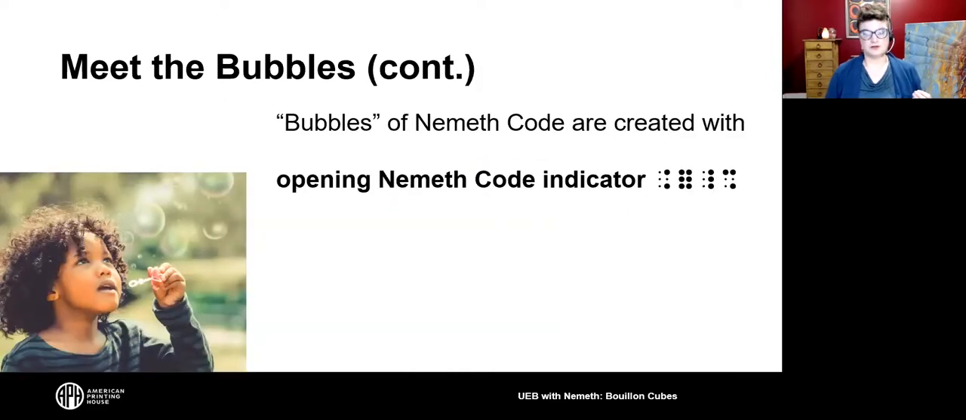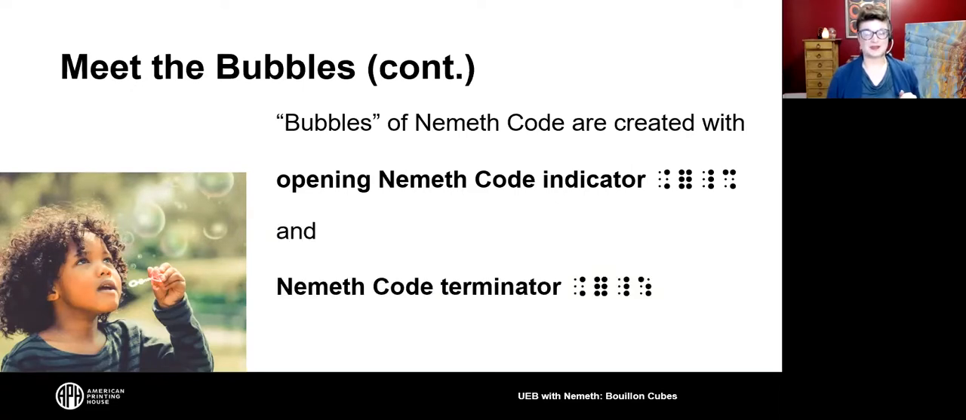Bubbles of Nemeth Code are created in the Braille with the opening Nemeth Code indicator. So continuing introductions, please let me introduce you to the opening Nemeth Code indicator. It is dots 4, 5, 6, and then the second cell, dots 1, 4, 6. And bubbles are ended with the Nemeth Code terminator. It also is 2 cells. It starts with dots 4, 5, 6, and its second cell is dots 1, 5, 6.